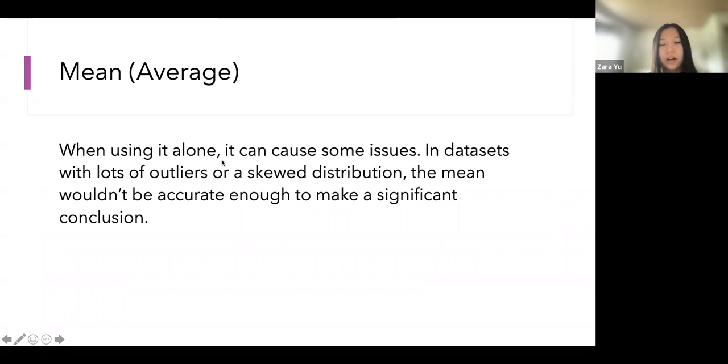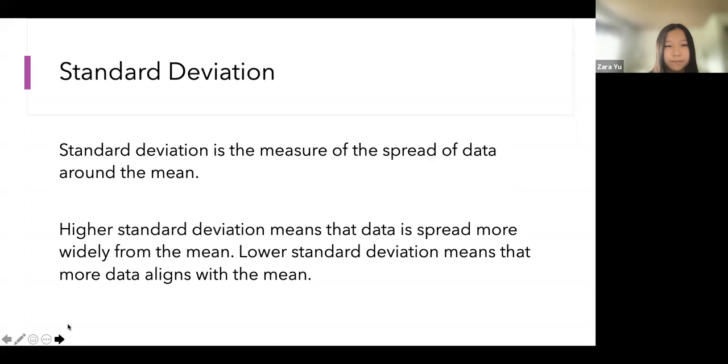So when using it alone, it can cause some issues. In data with lots of outliers, which are data points that are way out of the range of the other ones, or it could be a skewed distribution, which means that some points are clustered on the left side compared to the right side. So your mean wouldn't be that accurate. So it wouldn't be able to make a significant conclusion. So these are just some drawbacks to doing it.